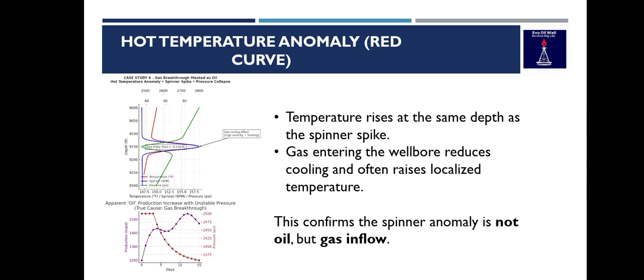Hot temperature anomaly, the red curve. Temperature rises at the same depth as the spinner spike. Gas entering the wellbore reduces cooling and often raises localized temperature. This confirms the spinner anomaly is not oil, but gas inflow.